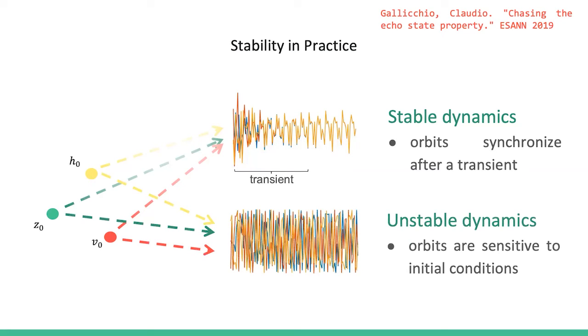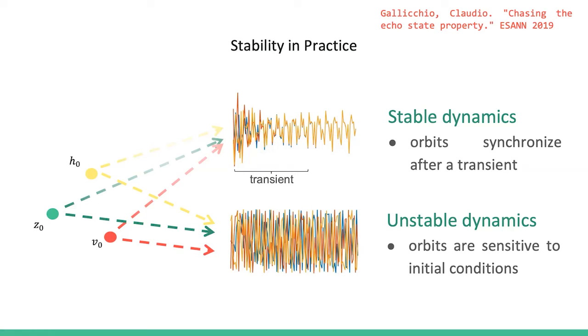On the contrary, unstable dynamics means in practice that the orbits are really sensitive to the initial conditions, or equivalently to tiny perturbations. So in practice, what does it mean? It means that even if I drive the system with the same time series, if I start with three different initial conditions, or if I give three arbitrary input perturbations to my system at a certain point, then I end up with, let's say, time series and orbits that will never synchronize.